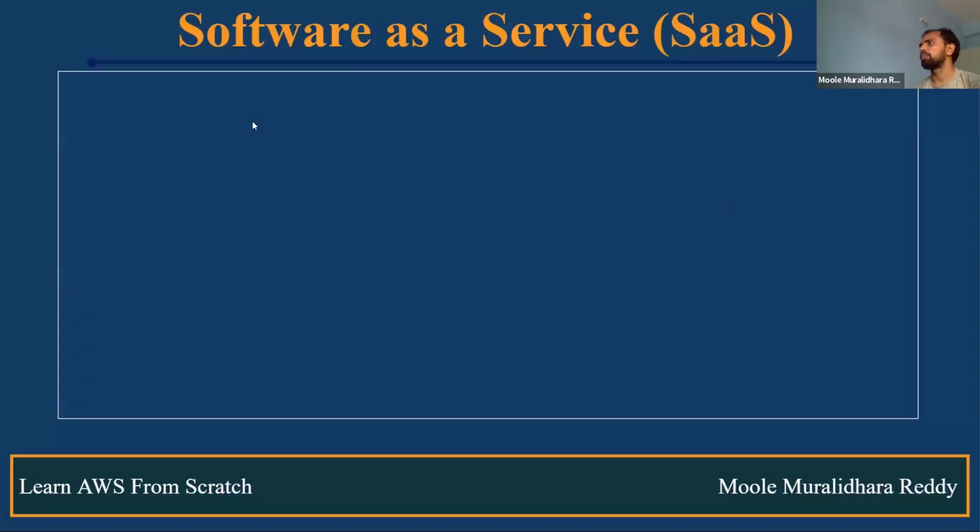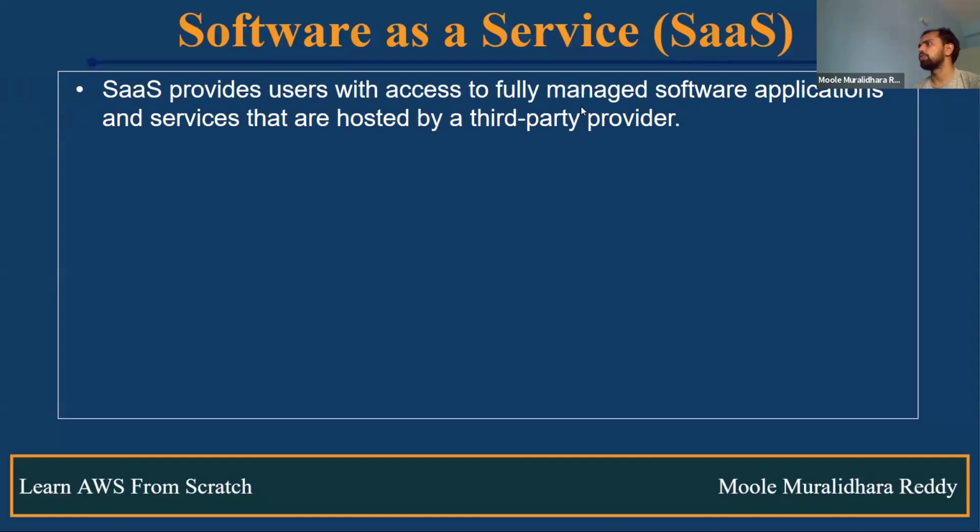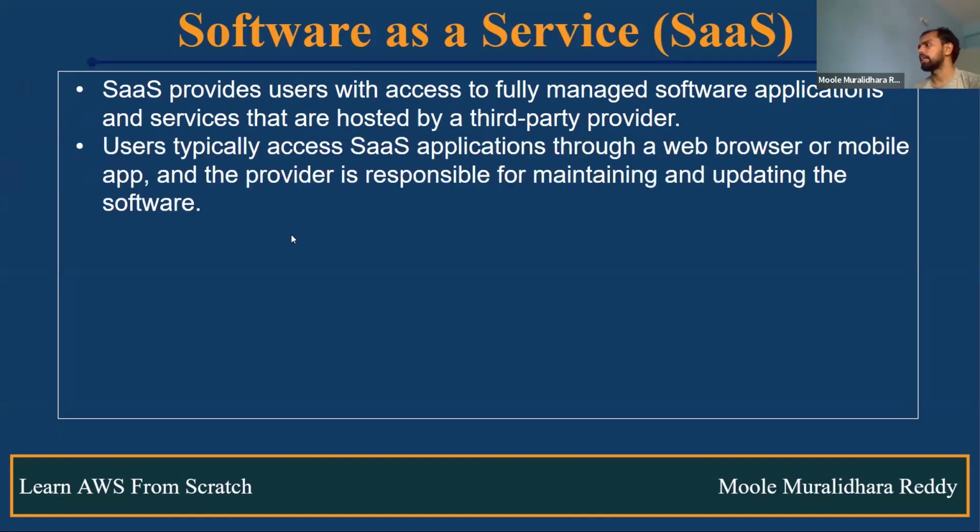And coming to the final one, software as a service. This is fully managed software applications and services that are hosted by a third-party provider. For example, in AWS we have multiple software as a service offerings available. We can use it either in a web browser or on mobile. The user is responsible for managing and updating the software.